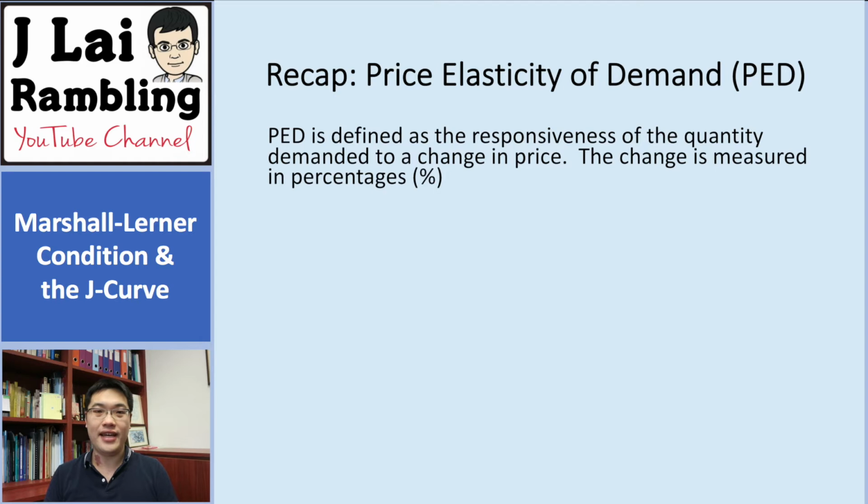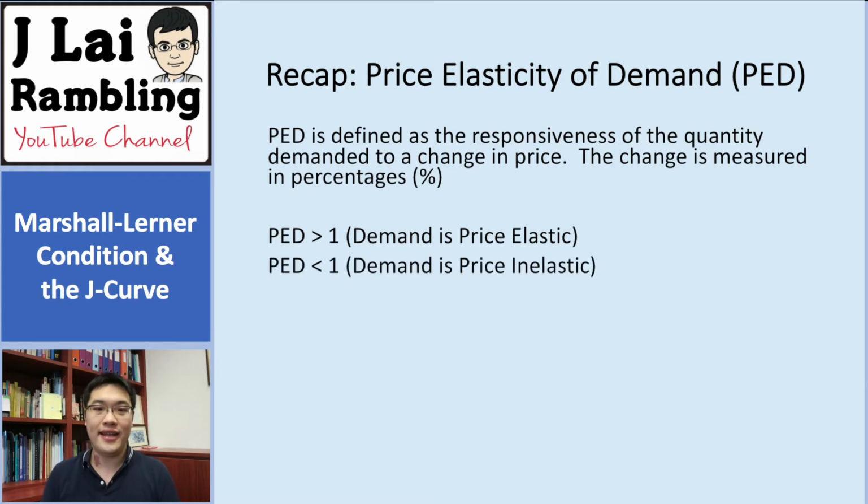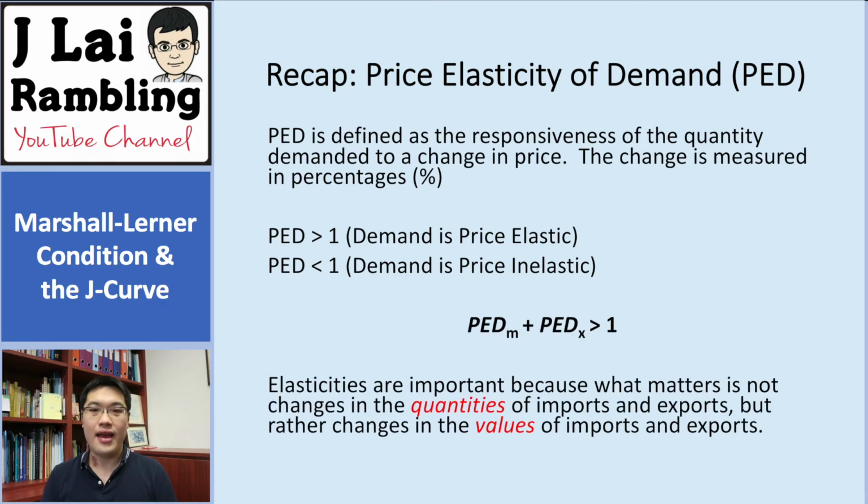And so just to recap for a second, what is the price elasticity of demand? PED. Price elasticity of demand is defined as the responsiveness of the quantity demanded to a change in price. The change is measured in percentages. So if the PED is greater than 1, demand is price elastic. And if the PED is less than 1, then demand is price inelastic. Okay? This should be very straightforward, and you should remember this from micro. And so if the PED for imports plus the PED of exports is greater than 1, then you have an improvement in the balance of trade.